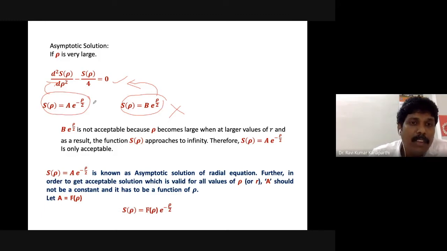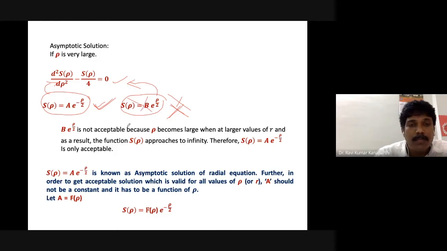On the other hand, for this particular function, if rho is large, there is a minus sign, so it is an exponentially decaying function. As you move away from the nucleus, the interaction energy decreases and accordingly the wave function vanishes. So this one we can consider, and the other one we cannot, even though both are solutions of the differential equation valid at the asymptotic region.